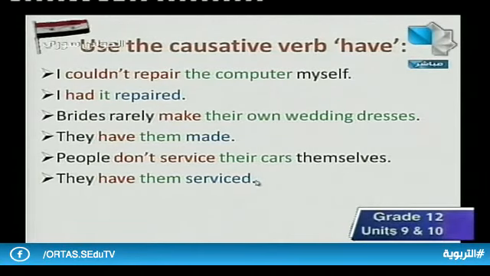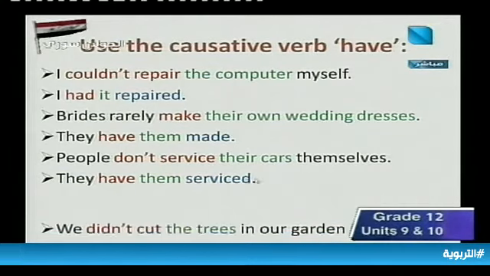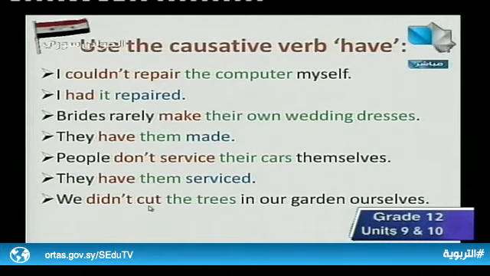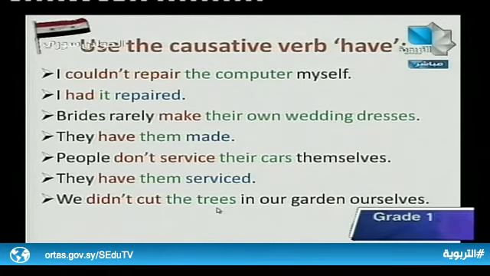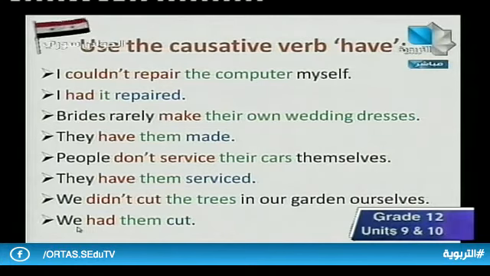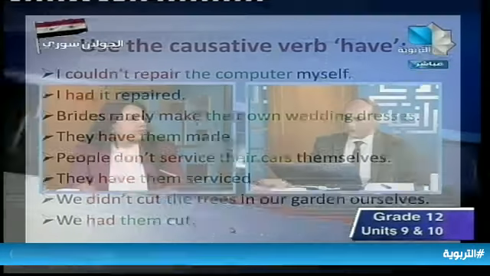The last one: we didn't cut the trees in our garden ourselves. Again, we have the past simple, didn't cut, negative. And we are talking about the trees, so this is them. Now again, we had them cut, no need to mention the rest. Yes, we had them cut. Okay, thank you very much.